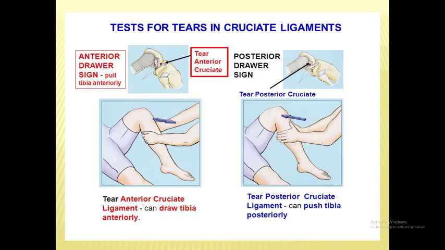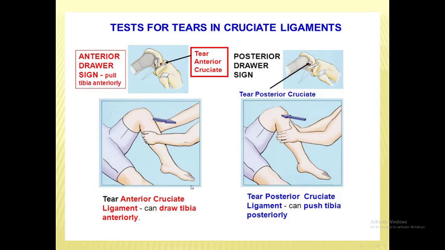For the integrity of the ligaments of the knee joint, we are going to do two tests for the cruciate ligaments and two tests for the collateral ligaments. For the cruciate ligaments, we have the anterior drawer test to assess the integrity of the anterior cruciate ligament and the posterior drawer test to assess the posterior cruciate ligament integrity.